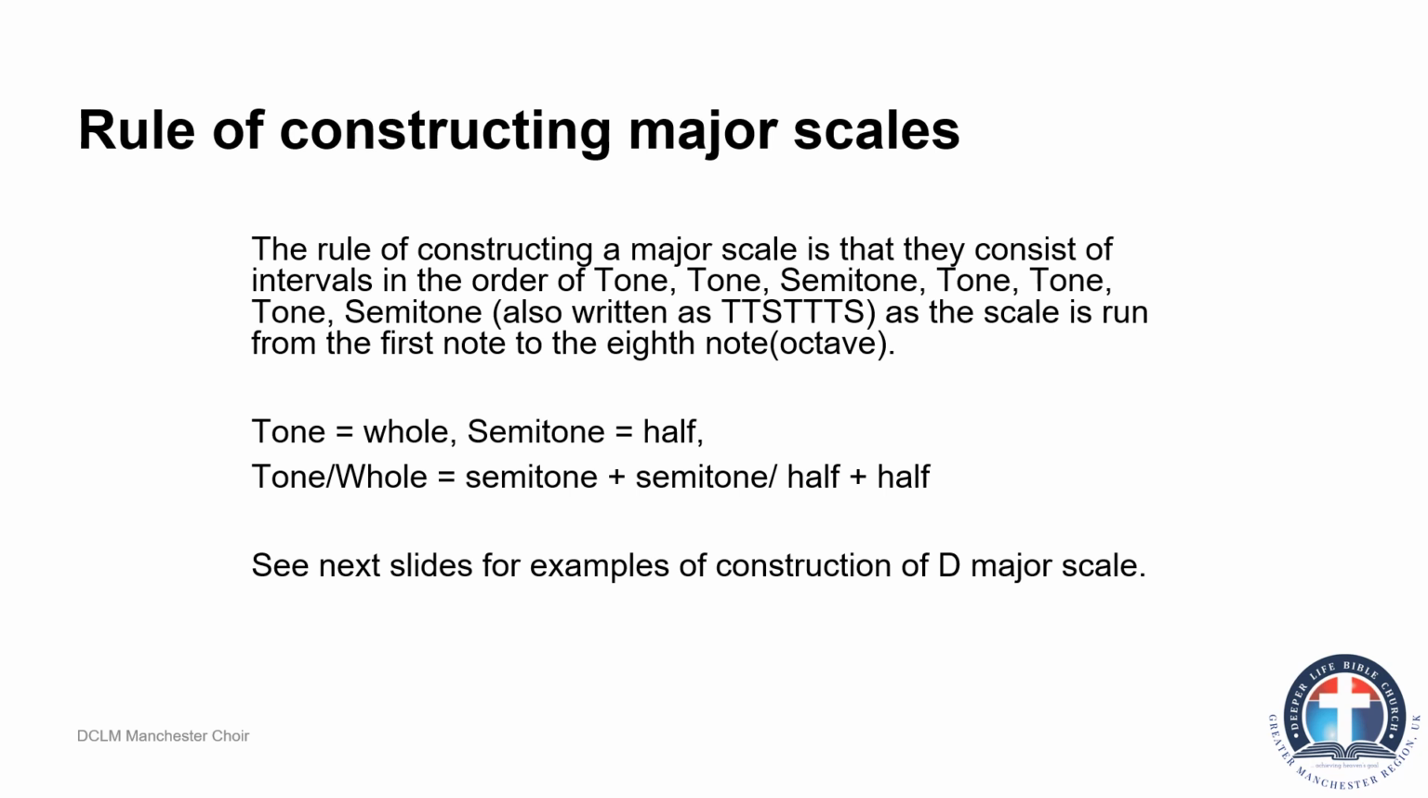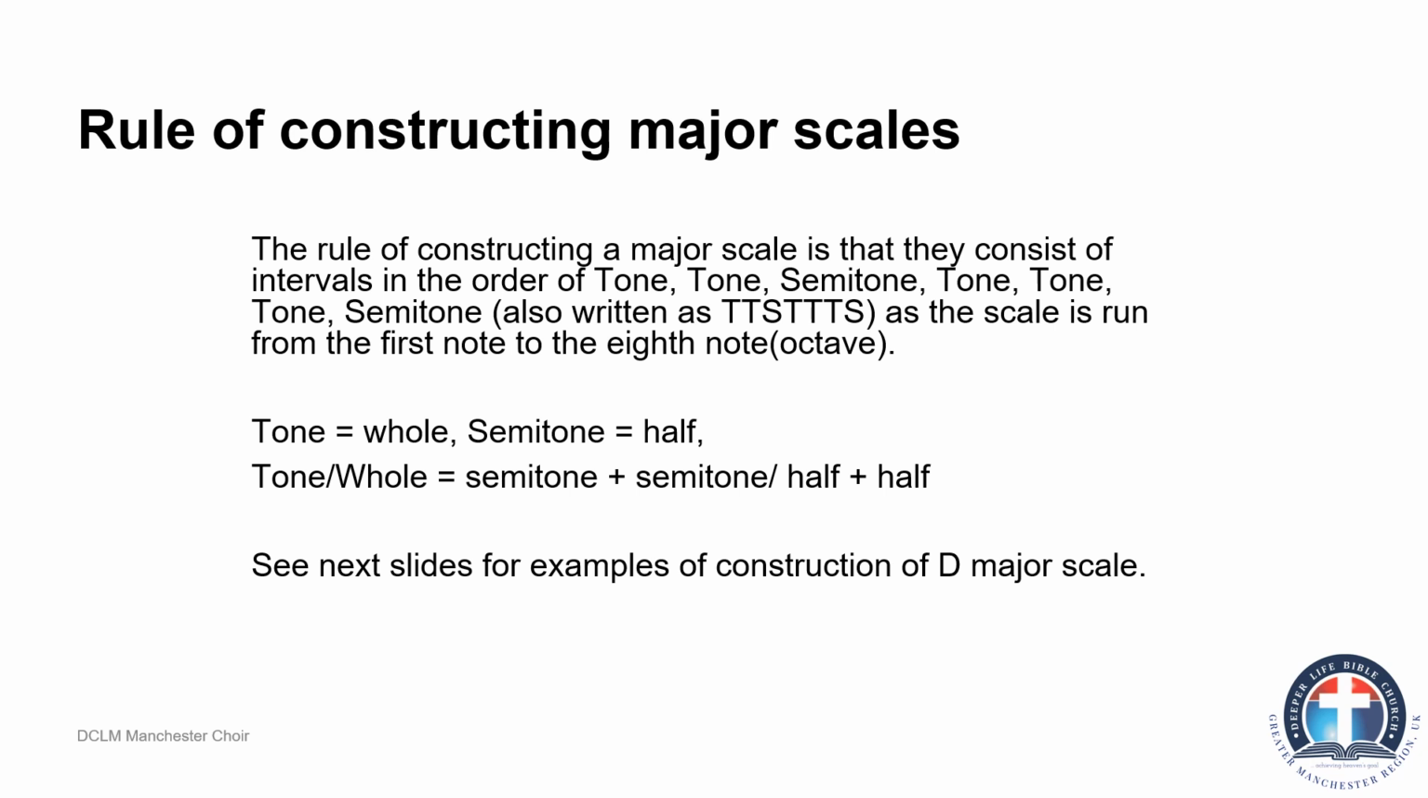That's between the first and the second notes, the interval between them has to be a tone. Between the second and the third notes, the interval between them has to be a tone. Between the third and the fourth notes, the interval between them has to be a semitone. Between the fourth and the fifth notes, a tone. Between the fifth and the sixth, a tone. Between the sixth and the seventh, the interval has to be a tone, and between the seventh and the eighth notes, the interval between them has to be a semitone.